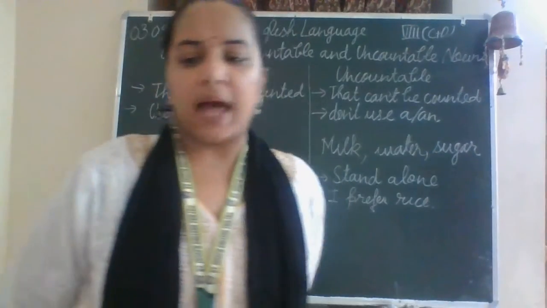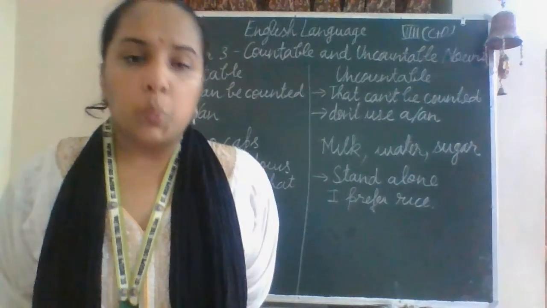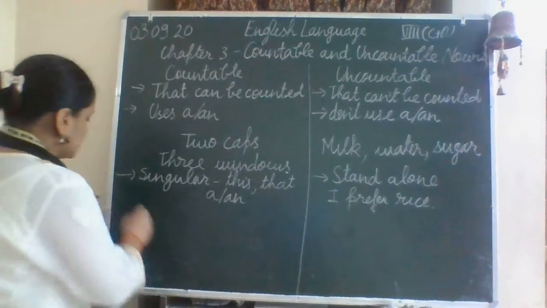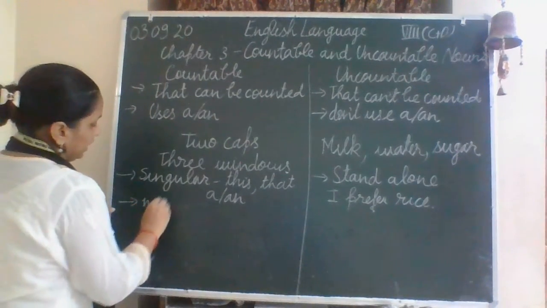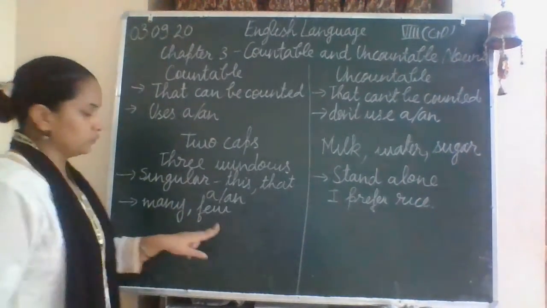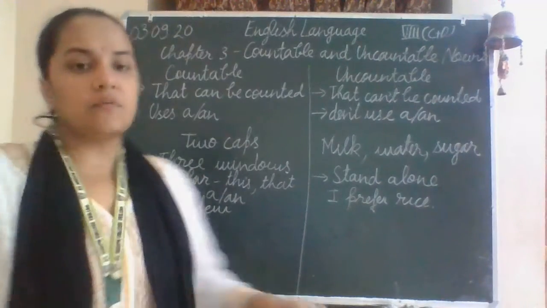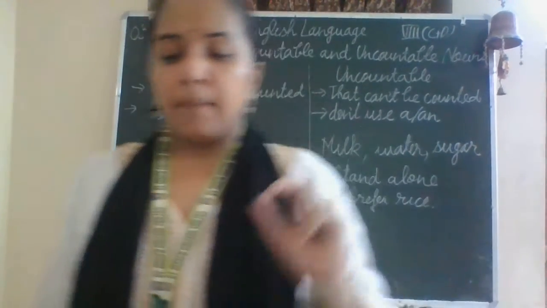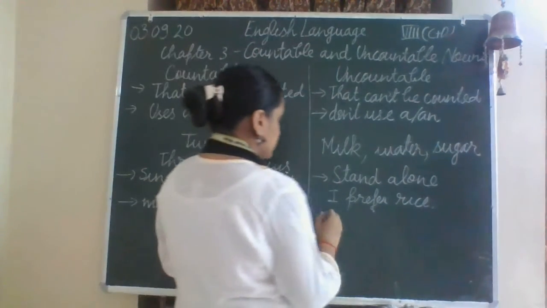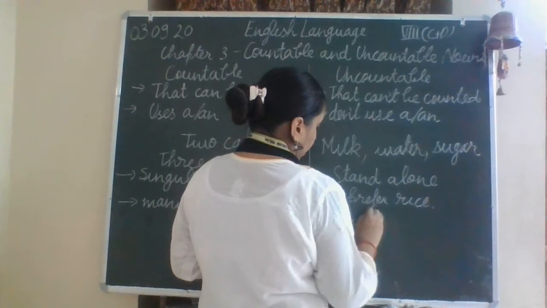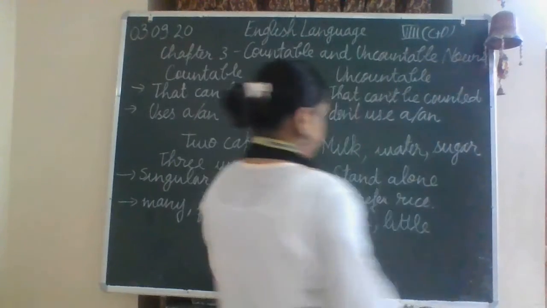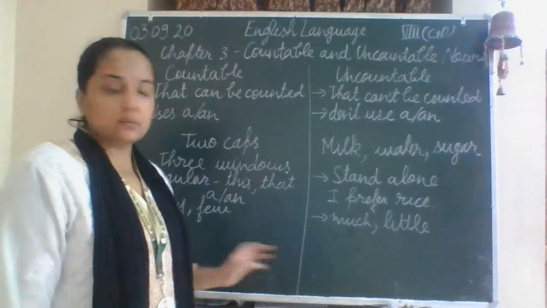these can stand alone. Next, whenever we are talking about the countable noun, we use the words many and few, because here we can count the things, but where we cannot count the things, we use much or little. How many rupees?